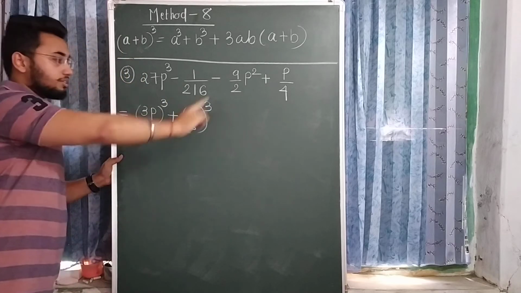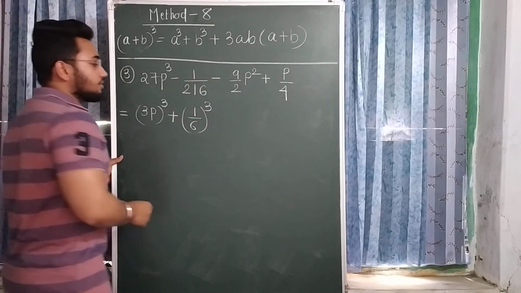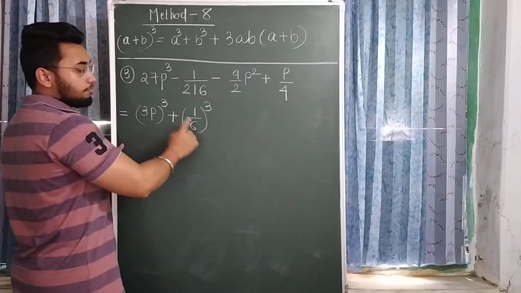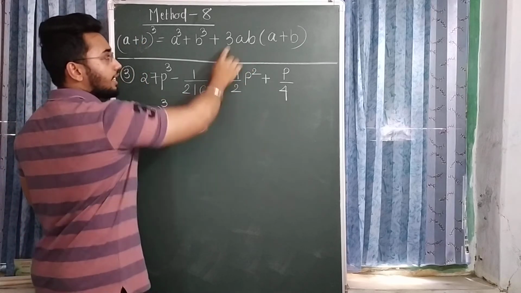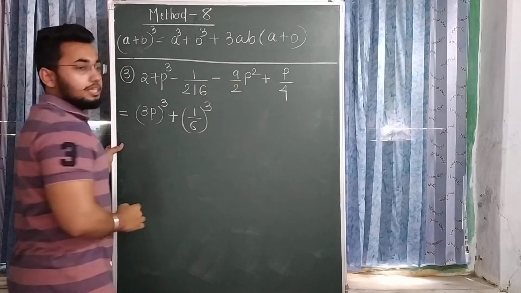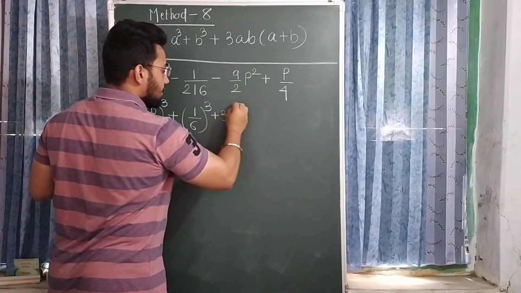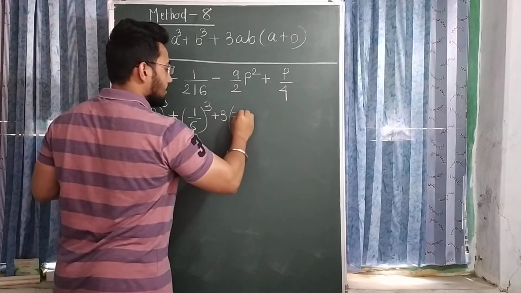First of all, I am taking all the numbers positive. Then after, I will check the sign. A cube plus b cube. Now see the identity. Now here is a 3ab. So I am writing here 3ab.